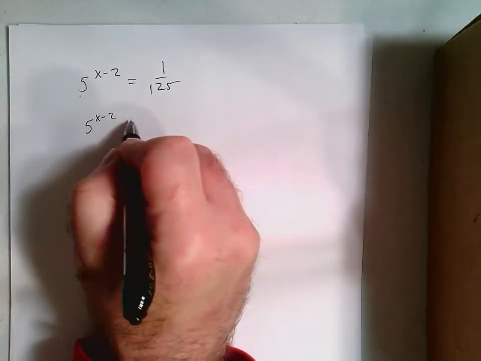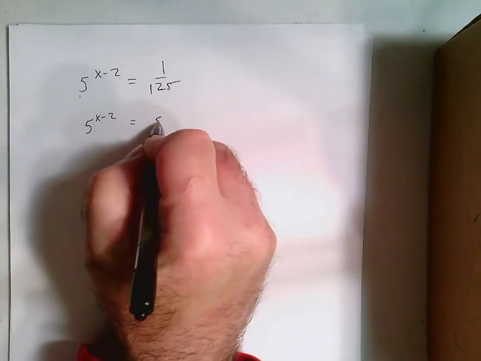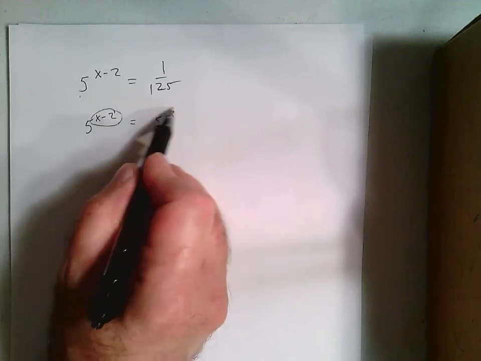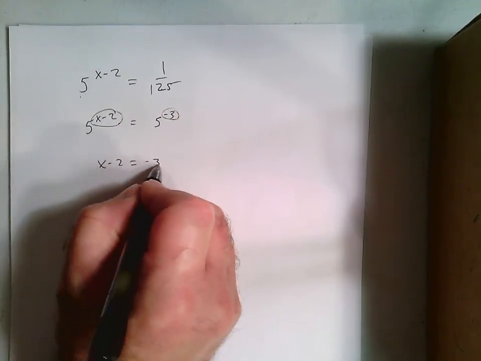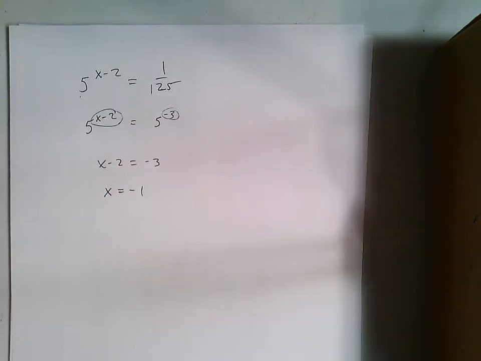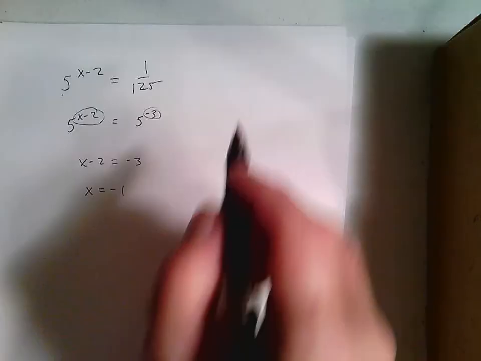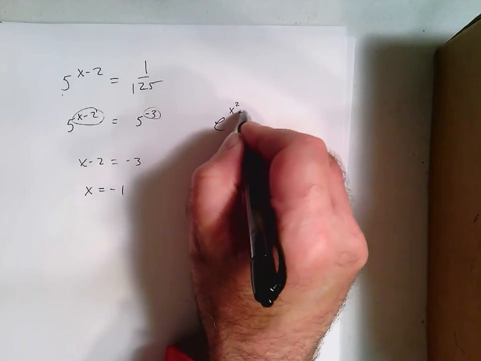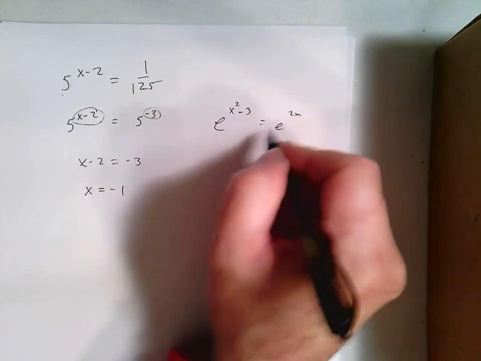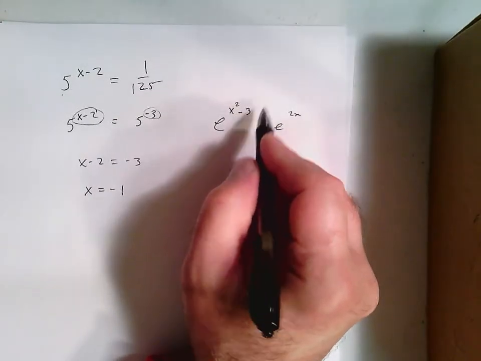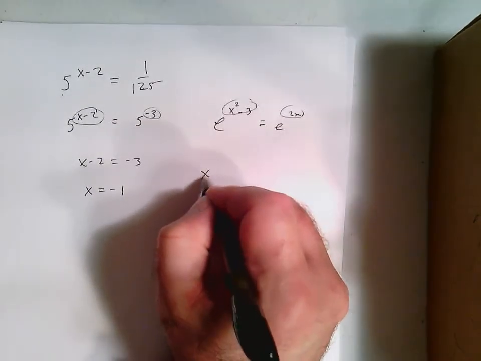And since 125 is 5 cubed, but it's flipped, that's 5 to the negative 3 power. And now I can use my one-to-one property and set x minus 2 equal to negative 3 and just solve for x without any concerns. Sometimes you'll see equations like this. And again, it doesn't matter what the base is as long as both these bases are the same. So for this to be equal, I know that these exponents have to be equal.